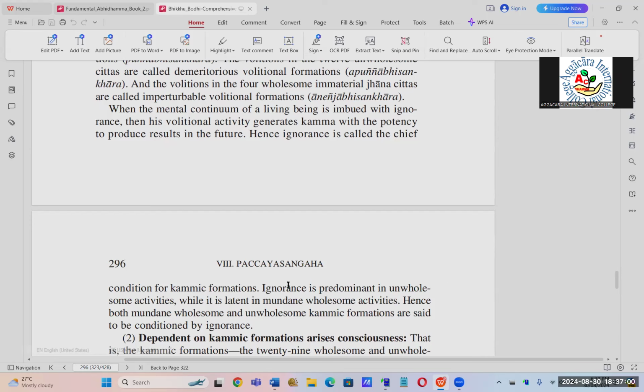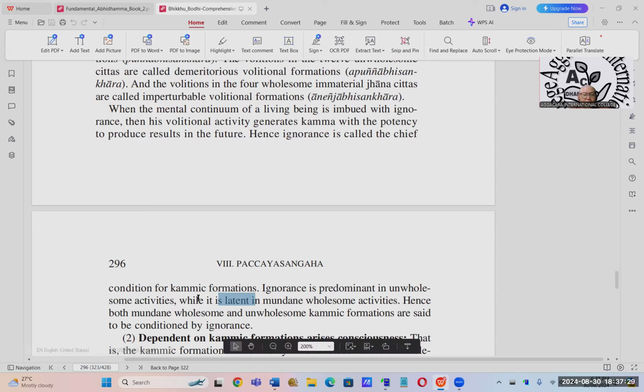Okay. So here we can see a very important thing. Even though we say ignorance is predominant in unwholesome things, when we are doing wholesome things in the mundane sense, it's still latent. This means that when we are doing good things, we may still have craving for this self, thinking that I am better, I can do it. So that's why the ignorance is there. So whether wholesome or unwholesome, the sankhara, the formations, are conditioned by avijja.